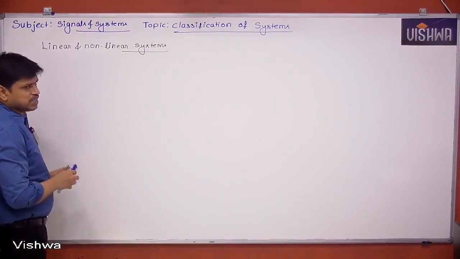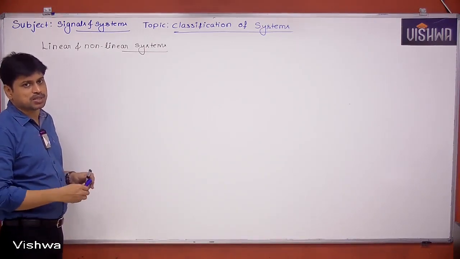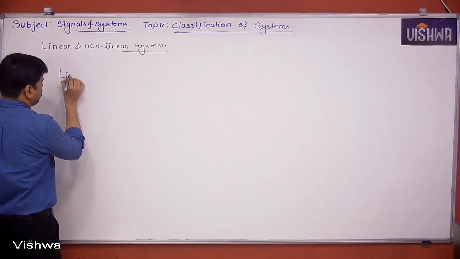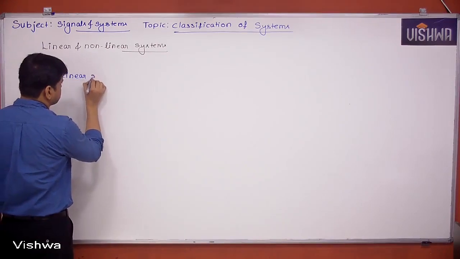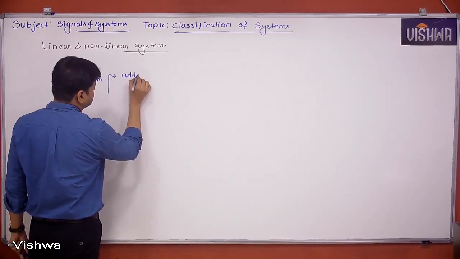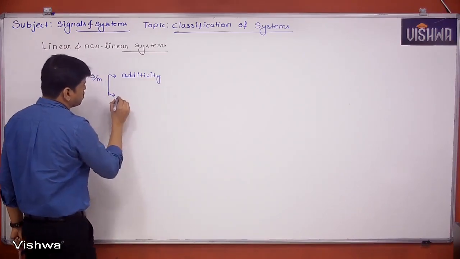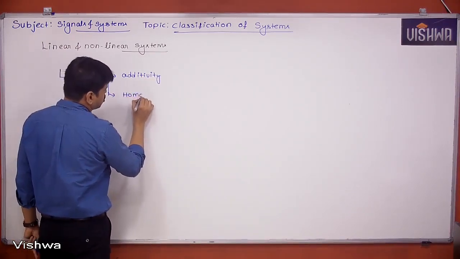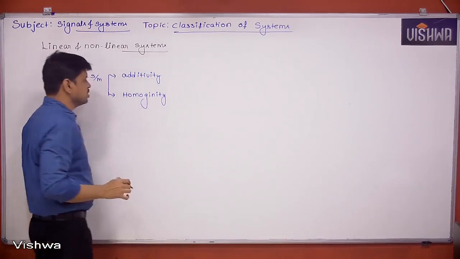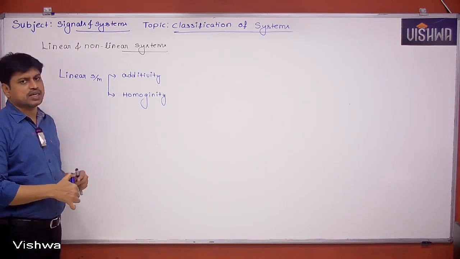A system is said to be linear when it satisfies two properties or obeys two principles. What are those principles? Every linear system has to obey two principles, and those two principles are, one is nothing but additivity, and another one is nothing but homogeneity. So when a system obeys these two principles, then we can say the system is linear. If it is not obeying any one of the properties, still we can say it is a non-linear system.